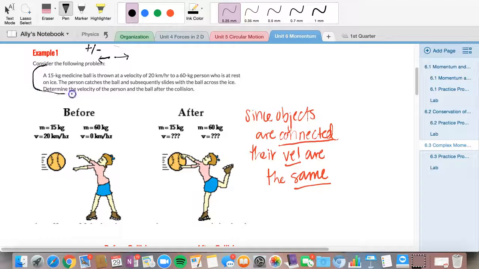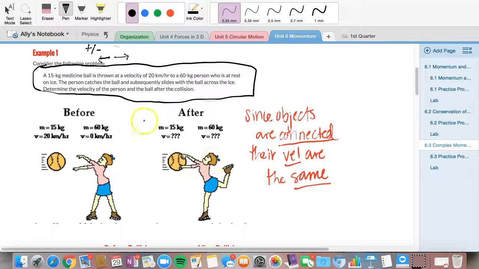So this is normally what you're going to see on your test. You're not going to be given the picture below. So what we need to do is we need to learn how to read this and then draw this picture. So first thing is always have a before drawing and an after drawing. Okay, so let's label everything we know before.